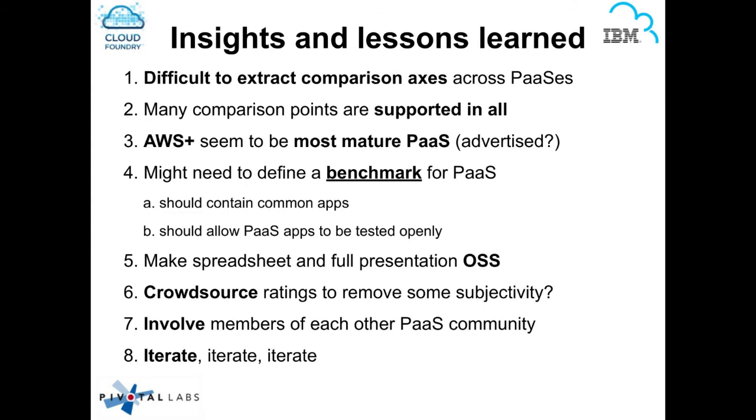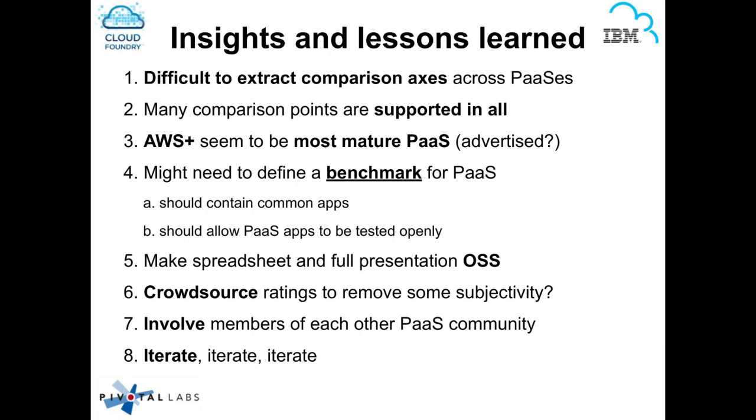AWS at this point is certainly very mature. It makes sense, to some extent. It brings the question, should we build a benchmark for PaaS? Some people have talked about performance benchmarks, but some kind of a benchmark for features. And then, of course, it would be things like having a common set of apps, allowing these apps to be tested openly so that you get multiple feedback. That may be something we can do.